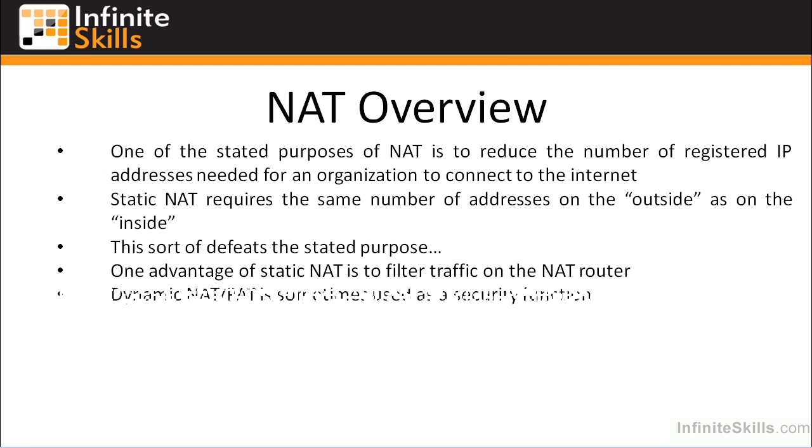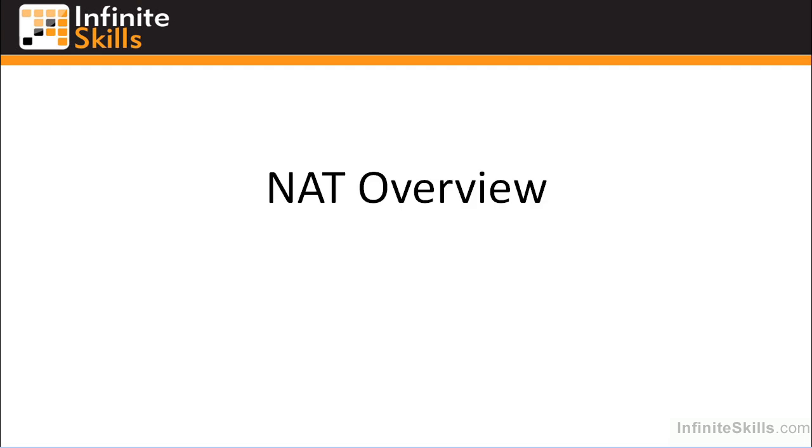The last statement we'll make is that dynamic NAT or port address translation is sometimes used as a security function. Essentially, if you don't have that one-to-one mapping from the outside to the inside, then the traffic can really only go one way, which is inside to out, and any replies come back through the same NAT function. That concludes our overview of NAT. Stay tuned for the lab where we set up all of these various flavors of NAT.